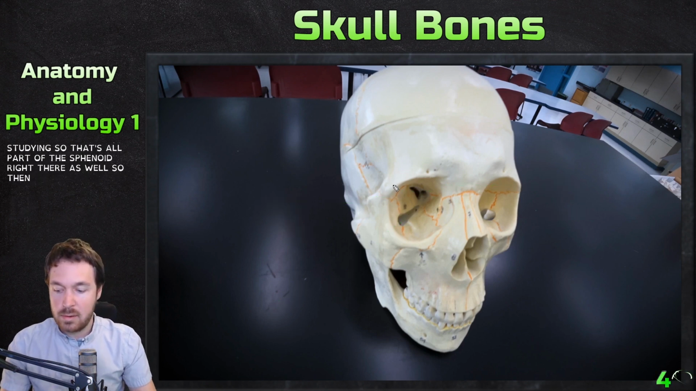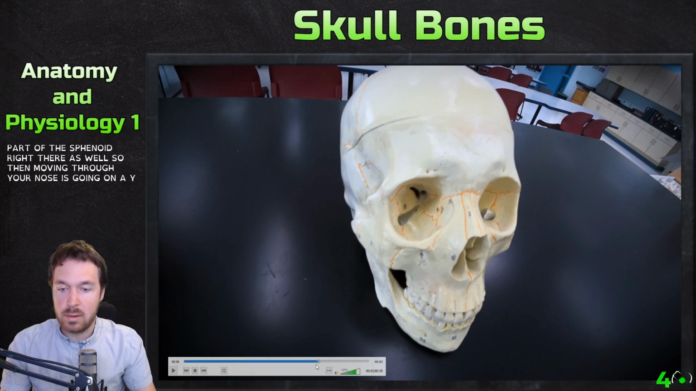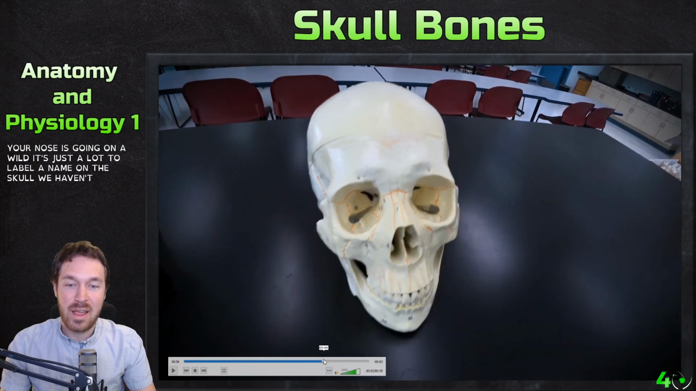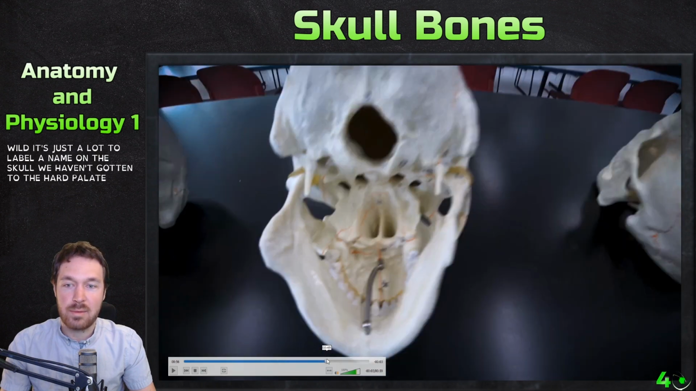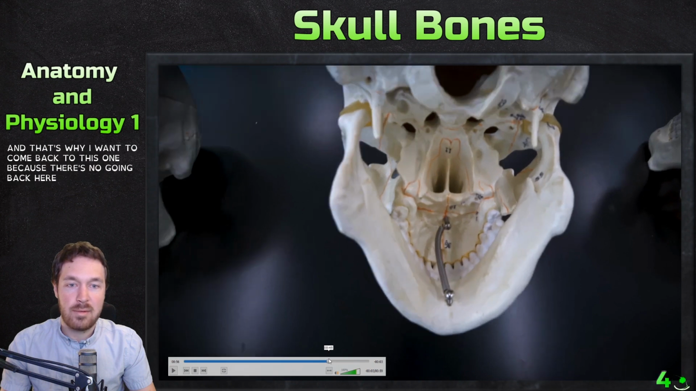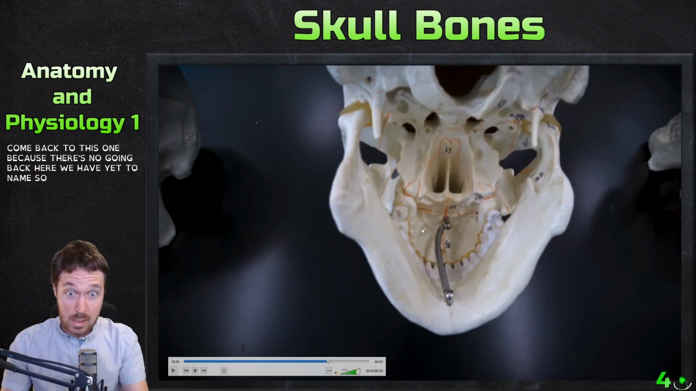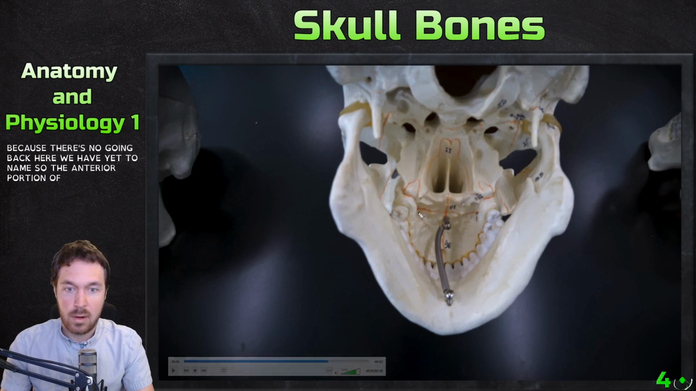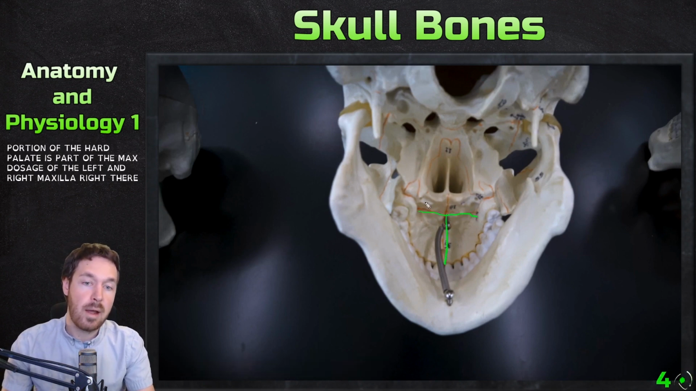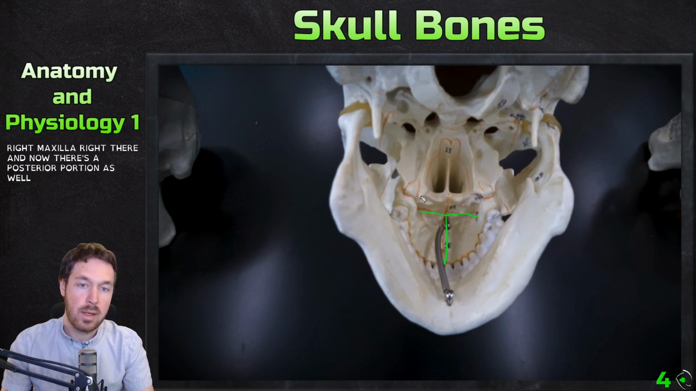So then moving through here, I know this is going on a while, but there's a lot to label and name on the skull. We haven't gotten to the hard palate yet, and that's where I want to come back to this one, because there's an important bone back here we have yet to name. So the anterior portion of the hard palate is part of the maxilla, so you have the left and right maxilla right there. And now there's a posterior portion as well, and it's this intricate bone right here.